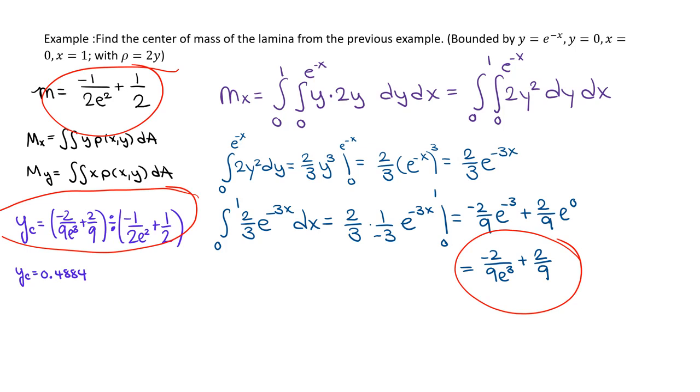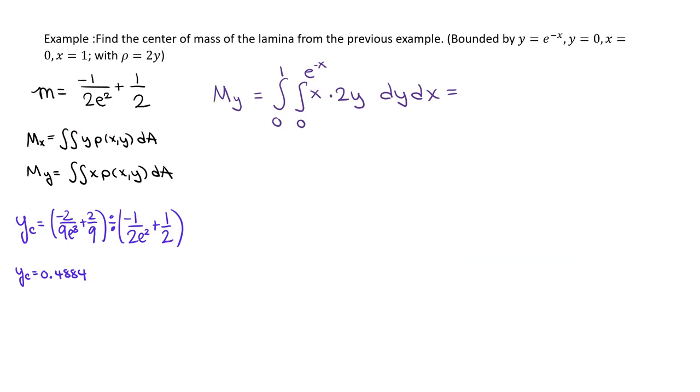All right, we are halfway there. Now we're going to find our moment of mass with respect to the y-axis. And so I'm going to integrate using my formula. I'm going to take x times my density function, which was 2y, and I'm going to integrate that over our exact same region. So bounds of integration are the same as what they were before.